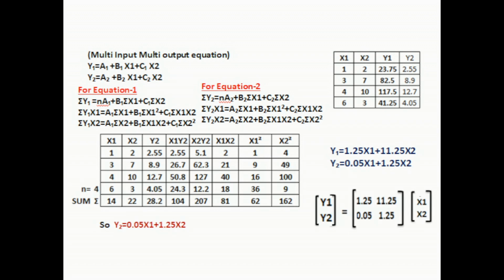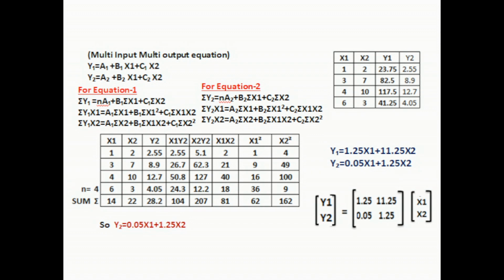Multi-input, multi-output equation. The equations are y1 equal to a1 plus b1 x1 plus c1 x2, and y2 equal to a2 plus b2 x1 plus c2 x2. That is, x1, x2 are variables, and y1, y2 are dependent variables. That means y1 is varying depending on x1, x2, and y2 also is varying depending on x1, x2. On the right side of the table you see x1, x2, y1, y2 given.